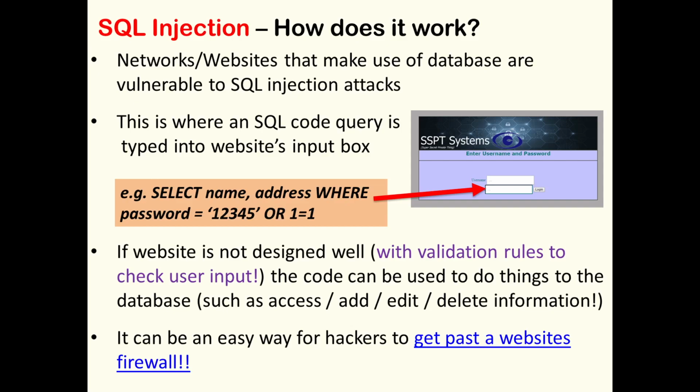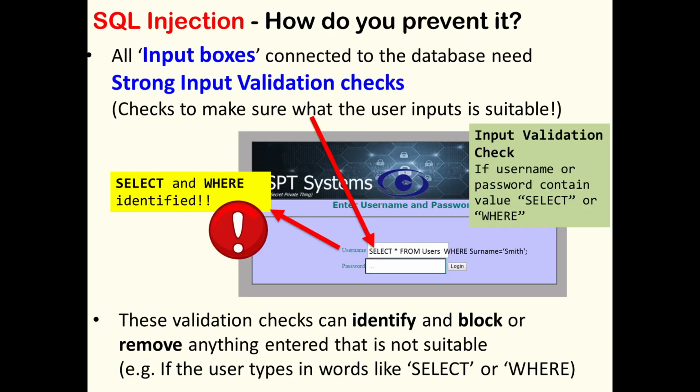Okay. Obviously, you can prevent against that by doing checks on the box. But if it's not designed well, an SQL injection attack could help to bypass and get past a firewall, for example, on a website. And to prevent against it, you have strong input validation checks to check what is being entered into a box to get rid of any bad or dangerous words or code that might be used. Strong input validation checks.